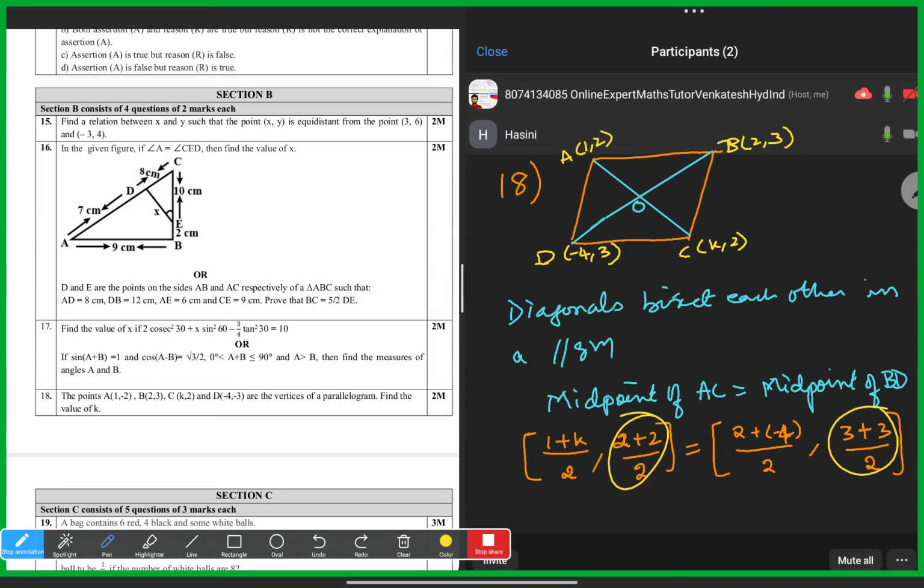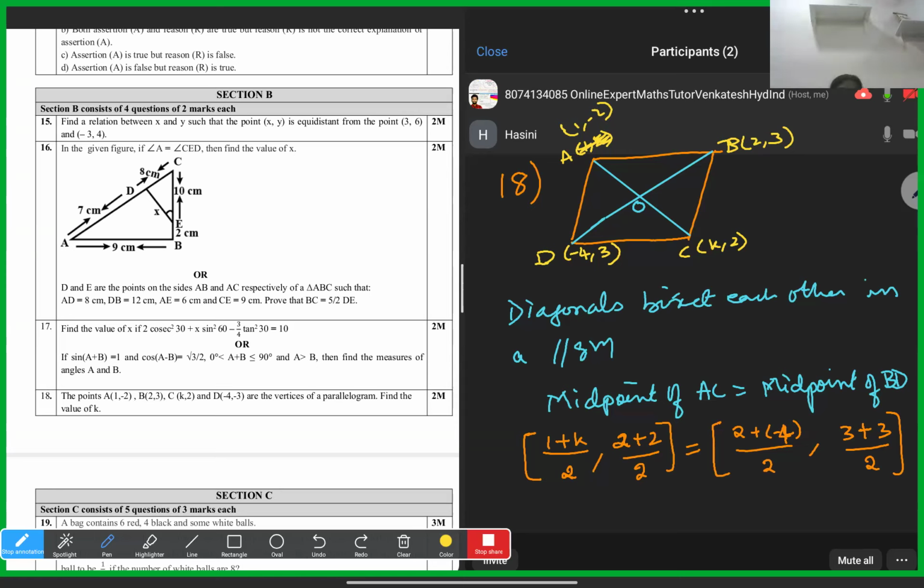Did I mark it in order, Hasni? Yes, sir: A, B, C, D. A is (1, 2), B is (2, 3), C is (K, 2), and D is (-4, 3). Anyway, there is no use for us here with that, but you can see I wrote D wrong earlier; it is (-4, 3).